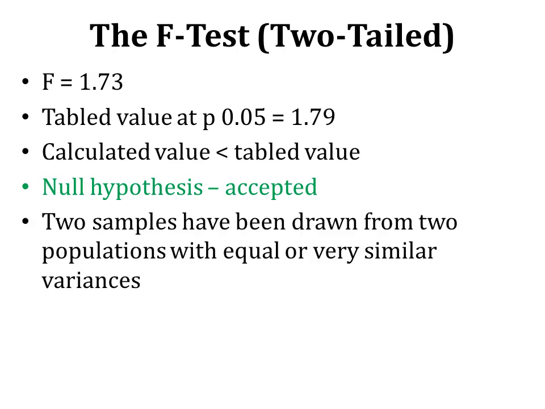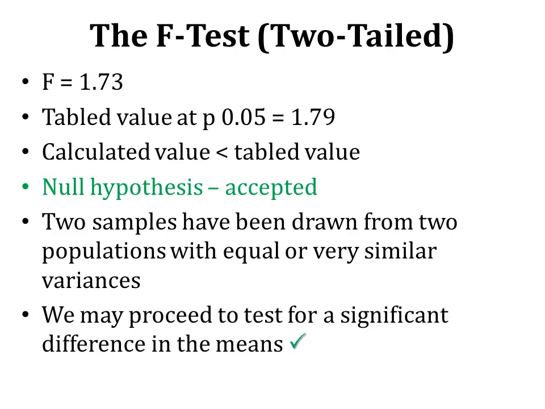And the null hypothesis is that 2 samples have been drawn from 2 populations with equal or very similar variances. So this is the F test that we do. So after we are done with the F test, we may now proceed for a test for a significant difference in the mean values. So this is a pre-test that should be done before doing the t-test for unpaired observations. So if we accept the null hypothesis in this case, which means that variances are non-significantly different from each other, then we can proceed for the actual analysis of the difference in the mean values.